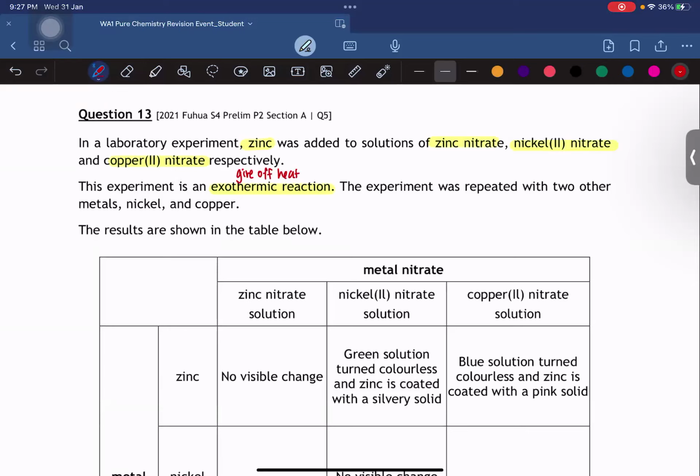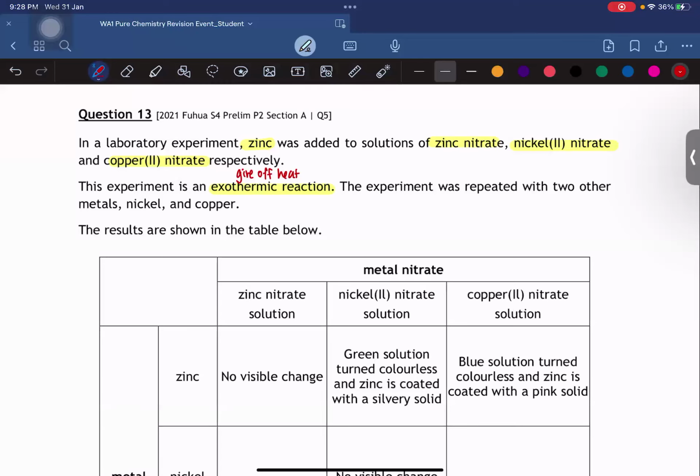Now, how do y'all remember exothermic is a give off heat reaction? Exit, enter. Understand? Those of you guys who are K-pop fan, there's an EXO boy band, right? EXO. And every time the girls see them, then what do they say? Very hot, very hot. Yeah. Okay, so heat release. Understand?